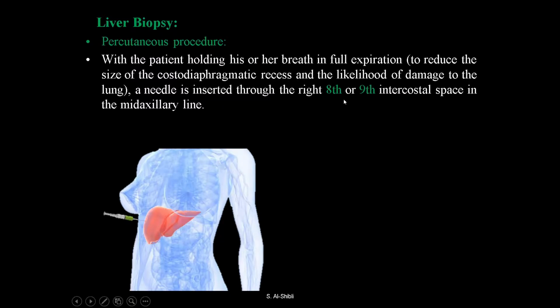Then you insert your needle through either the 8th or 9th intercostal space in the mid-axillary line, of course on the right side. This is the left side, so it should be in the mid-axillary line. You can now enter into the liver and take your sample. Where? Mid-axillary line at the 8th or 9th intercostal space, in full expiration.